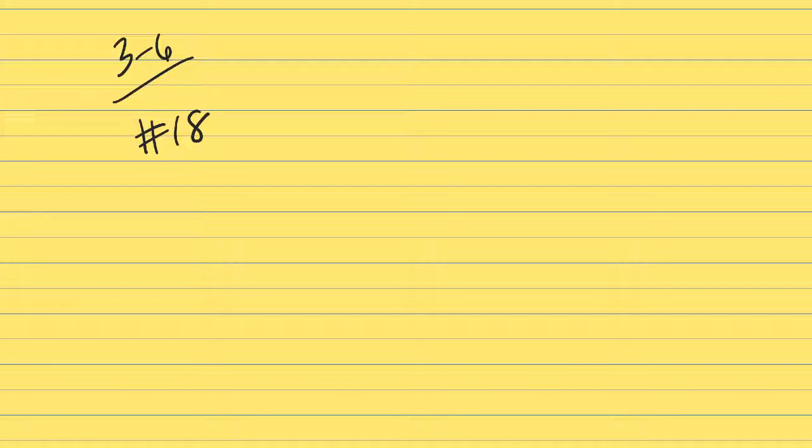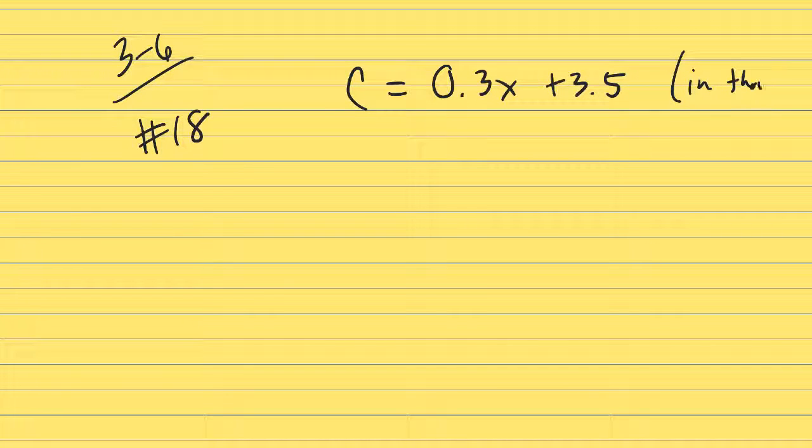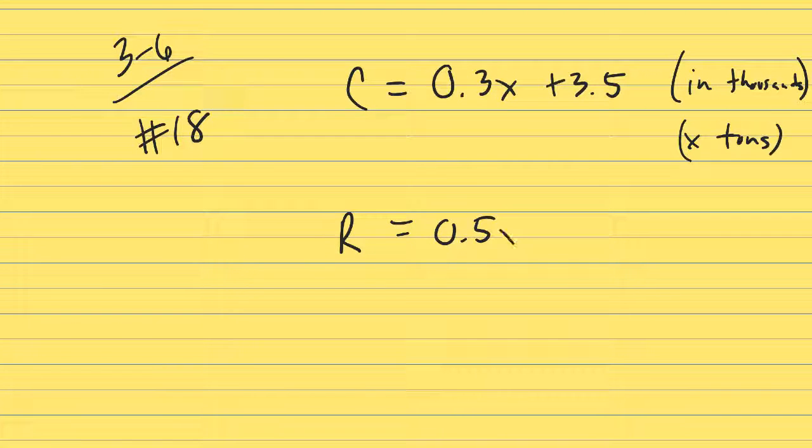So it says in a certain mill, the cost C is given by 0.3x plus 3.5, and this is the cost in thousands. And this is for producing X tons. That's what's happening. X tons of steel. Is it steel? Yeah, it is steel. Okay. And then the revenue function for this, in thousands again, for producing X tons, is 0.5x.